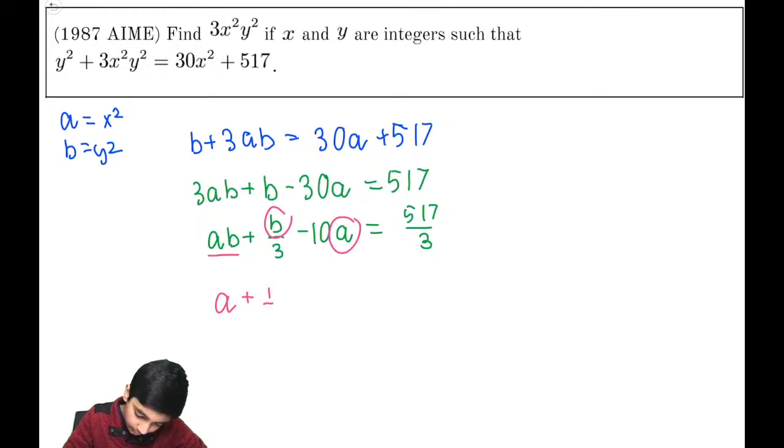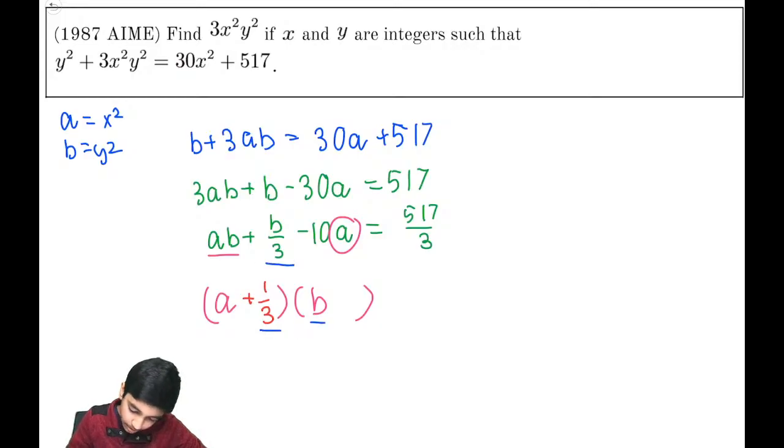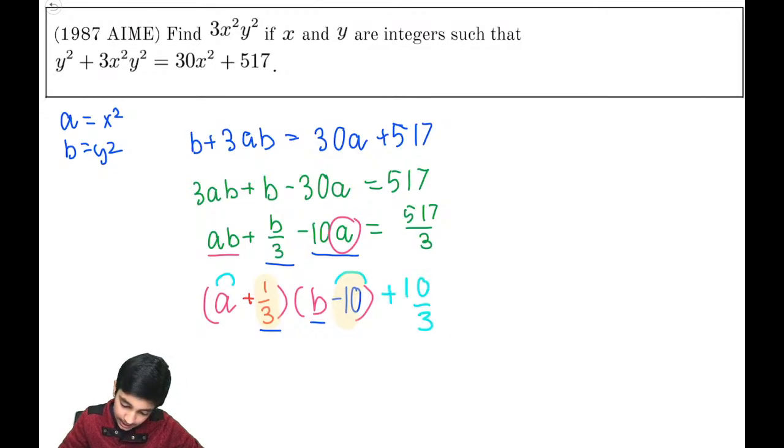Let me write it this way. So we have a times something times b times something, right? To get an ab term. We also need a b divided by 3 term. So in order to get a b divided by 3 term, let's do plus 1/3 here, because then when we multiply 1/3 by b, we get b divided by 3. But we also need a minus 10a term. So let's do minus 10 here, because then we do minus 10 times a. But then, as you can see here, we have an extra 1/3 times negative 10, or extra negative 10/3 term. So we add back 10/3 equal to 517 over 3.